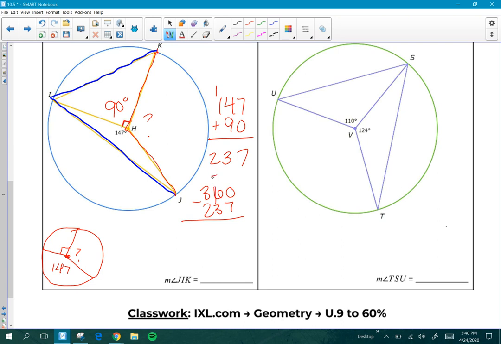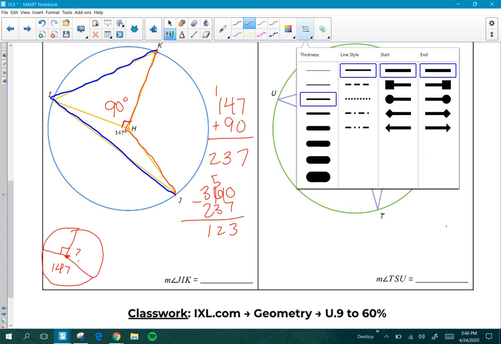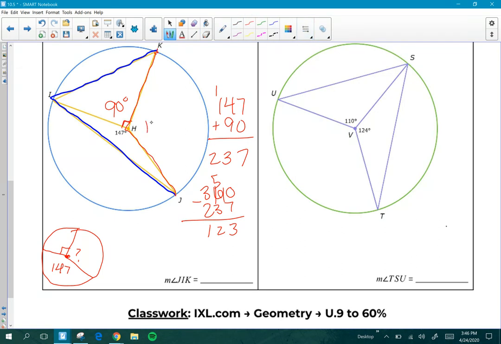And if I borrow, 10 minus 7 is 3, 2, and 1. I get 123. So now I know this. I'm almost done, I'm still not done yet, right? A couple more steps involved, but now I know that this guy is 123 degrees. So now I have the central angle that corresponds to what I'm looking for.